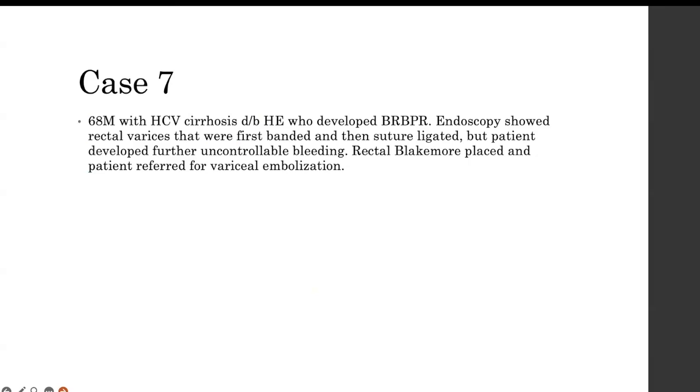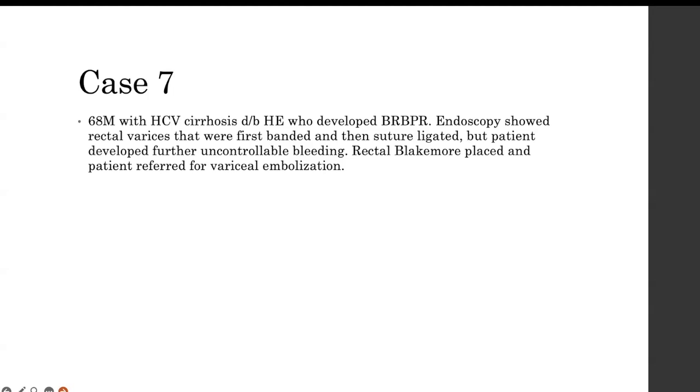So here's the case: a 68-year-old guy, hepatitis C cirrhosis, had some encephalopathy. As we talked about, that's very common, basically everyone with portal hypertension has some degree of encephalopathy. But he had bright red blood per rectum. He was found endoscopically to have rectal varices. They banded them and ligated them, but he kept having bleeding, and so IR was consulted for that.